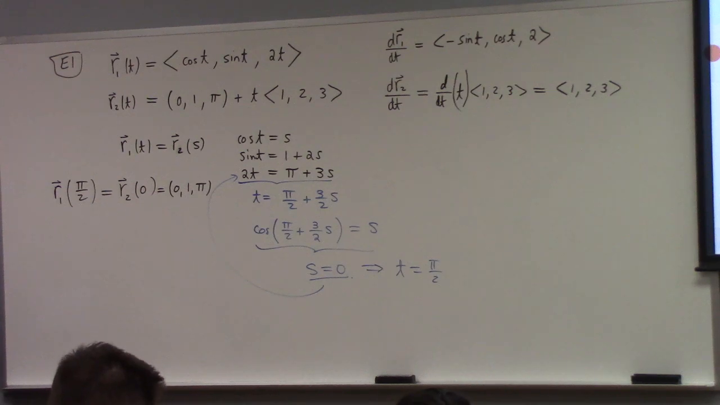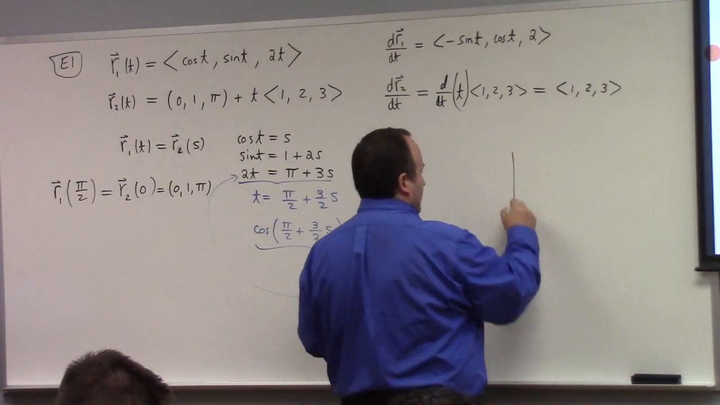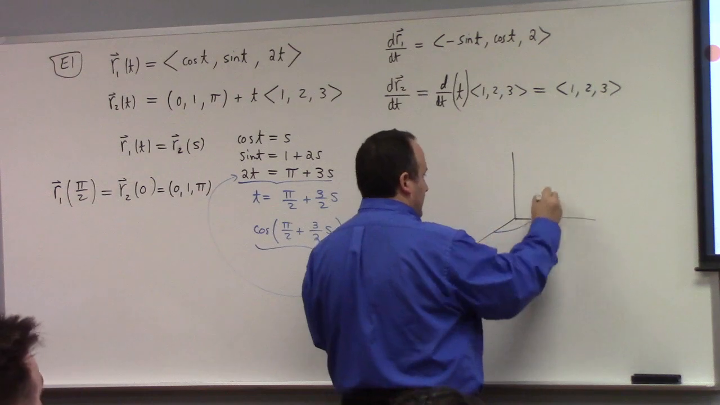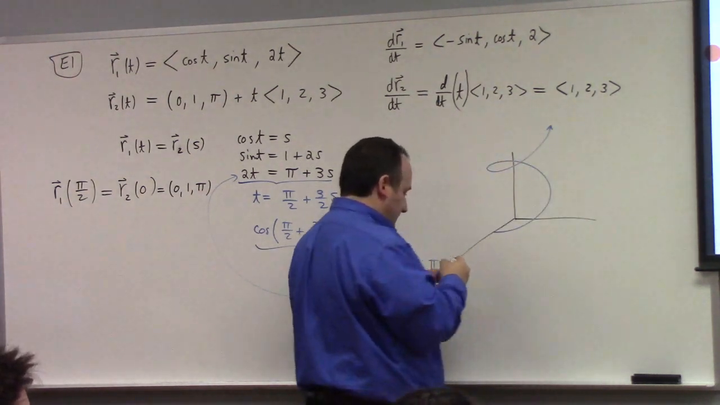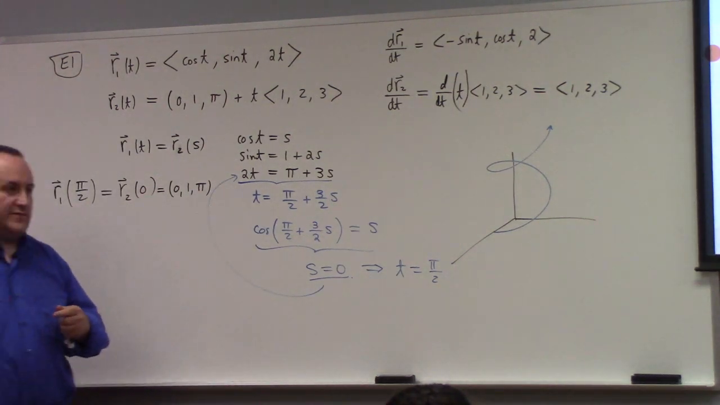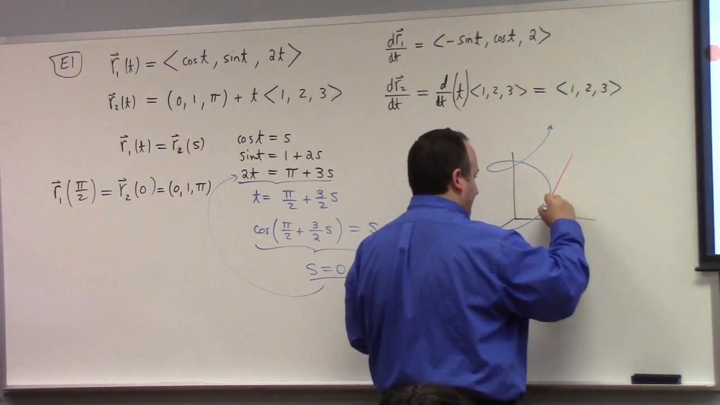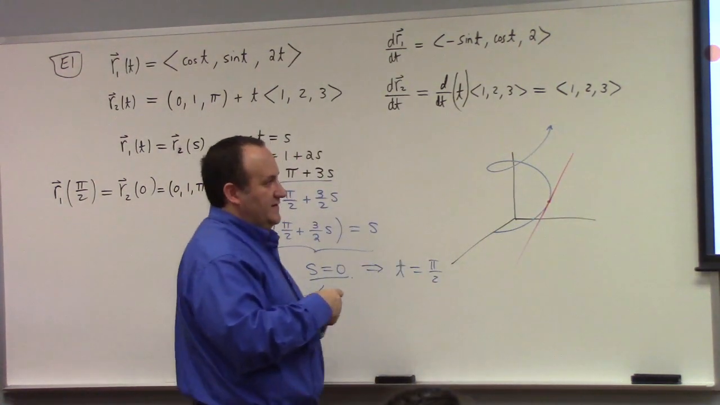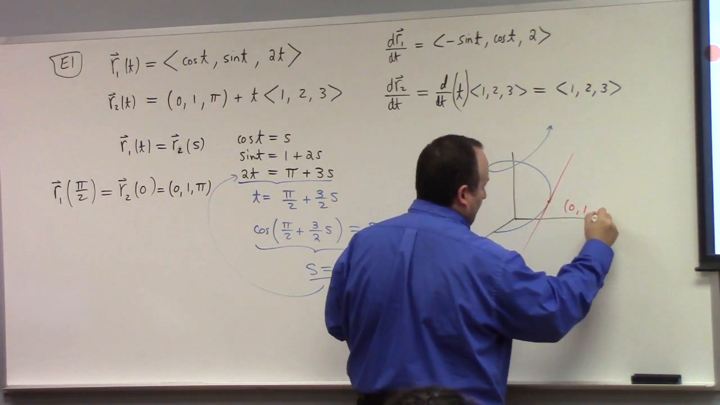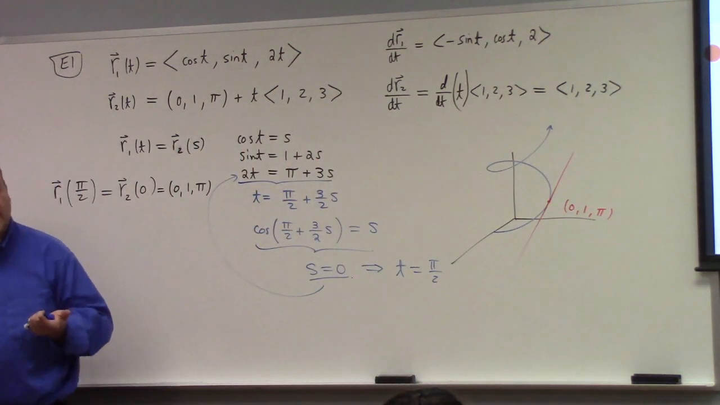Now let me ask a question. So now that we know these two curves intersect, you guys agree? My picture, roughly speaking, is you've got a helix. It's one of these deals. That's my picture for the helix. And you've got a line, which was like here-ish, let's say for the sake of artistry, like that. That point is 0, 1, pi. We can ask the question, what's the angle between the curves at the point of intersection?